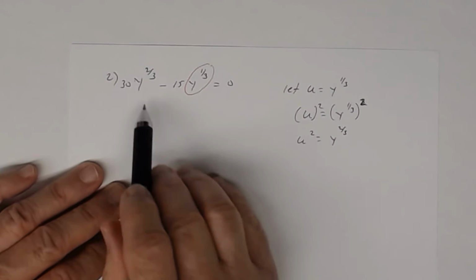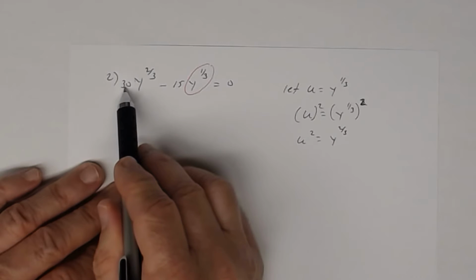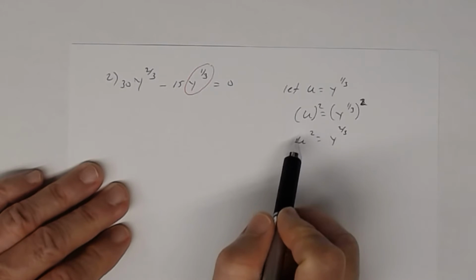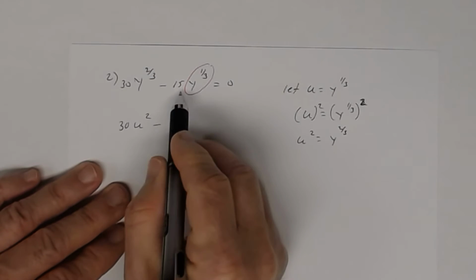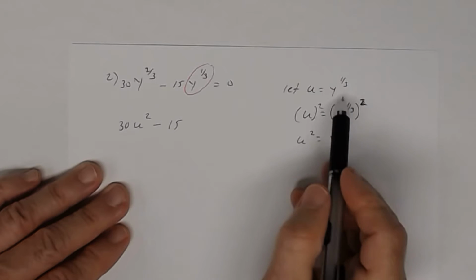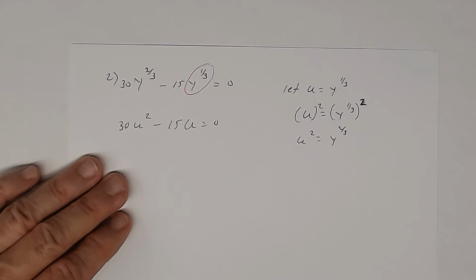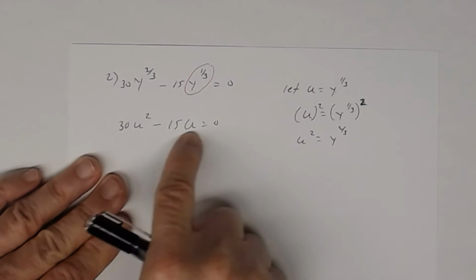So now we're going to substitute. We're going to change the variable y to the variable u now. So get 30. This right here, remember that's y to the 2/3, which we now know is u squared. So 30 u squared minus 15, and then y to the 1/3, remember, is u, equals 0. All right, so now I went from an equation that looked complicated to a quadratic equation.